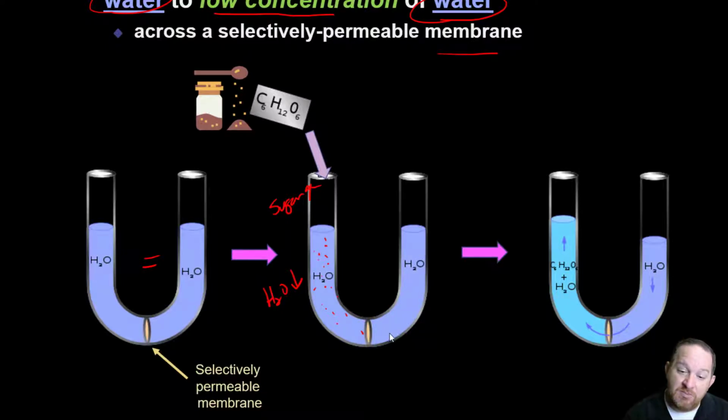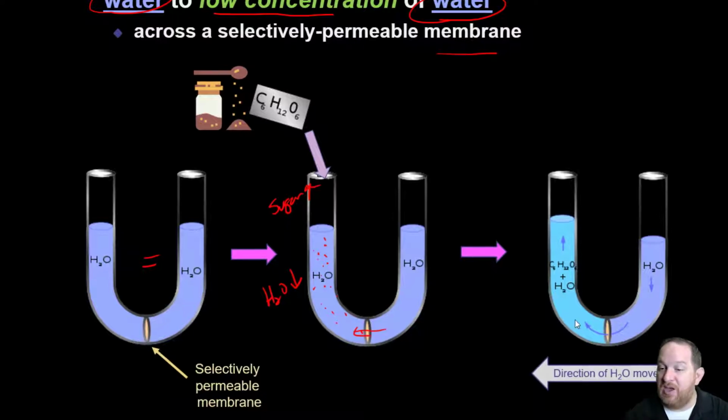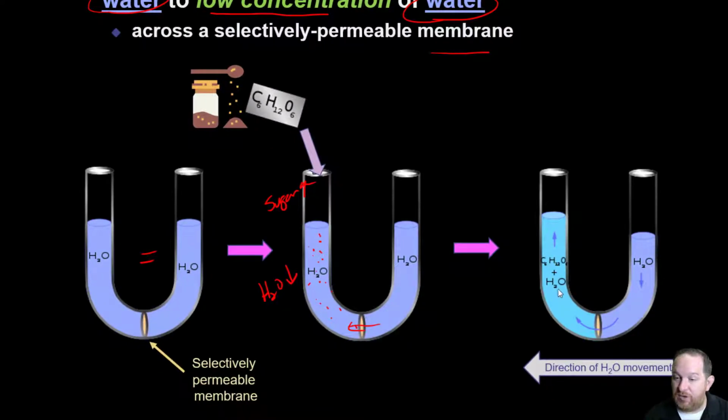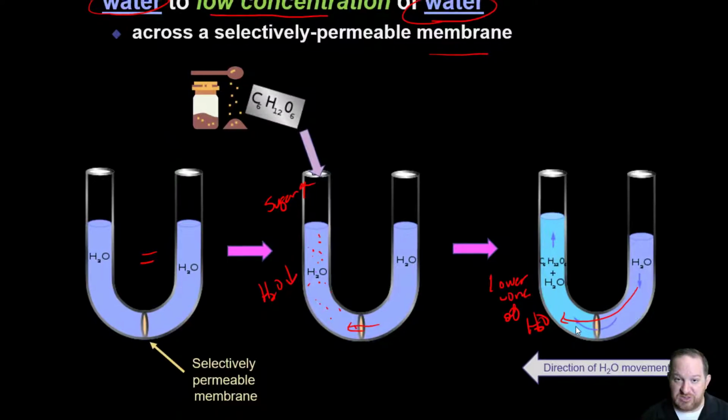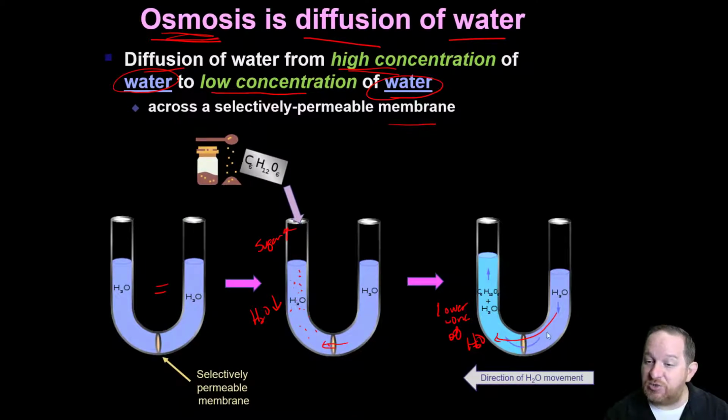If the water can move across this membrane, it will indeed go in this direction. Because there's now sugar over here, so there's a lower concentration of water on this side because it now has sugar in it. So that means the water will move to that side to help equalize that concentration. Okay? So this is osmosis, the diffusion of water from a high concentration of water to a low concentration of water.